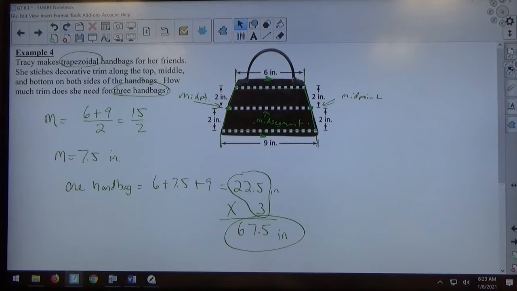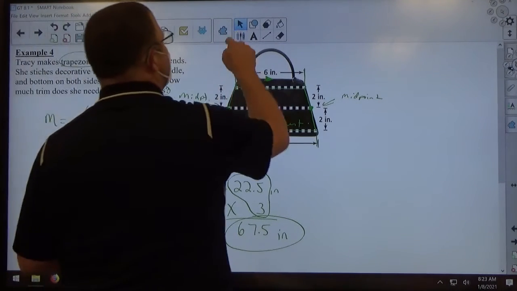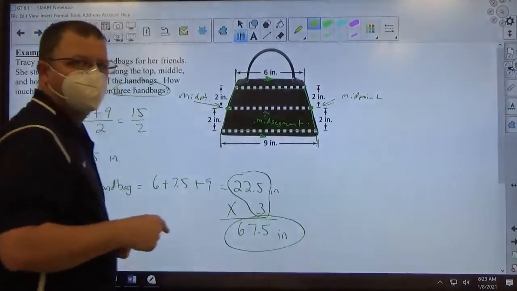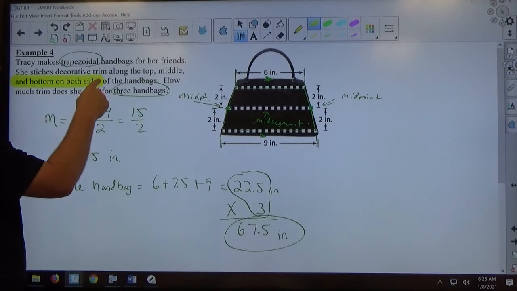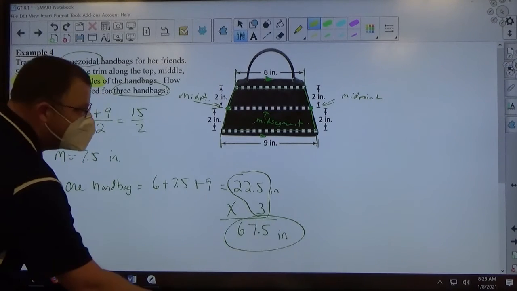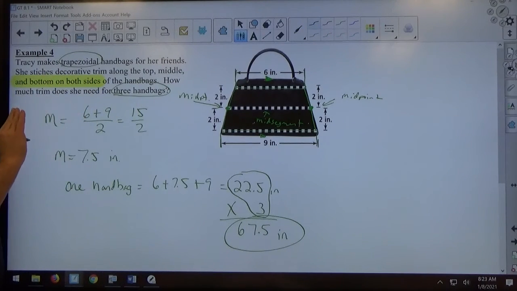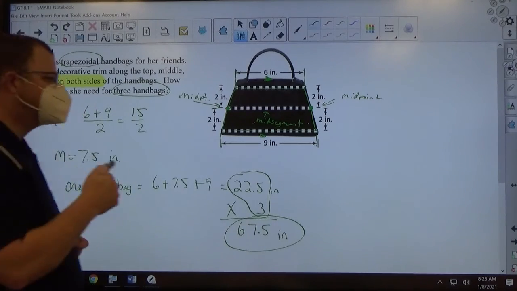Oh, I missed something. This is the part about reading the problem correctly. I didn't do that. My bad. She did it on both sides. She says bottom, top, bottom on both sides, right? So, we just did the fronts, right? So if we want to do the backs, we need another 67.5.